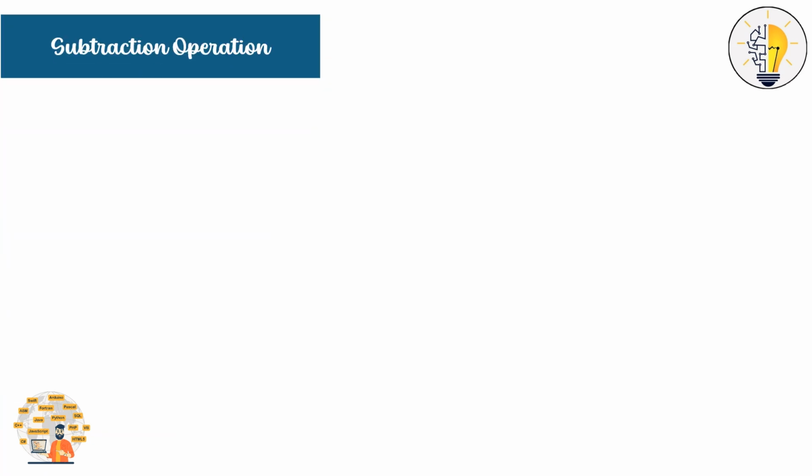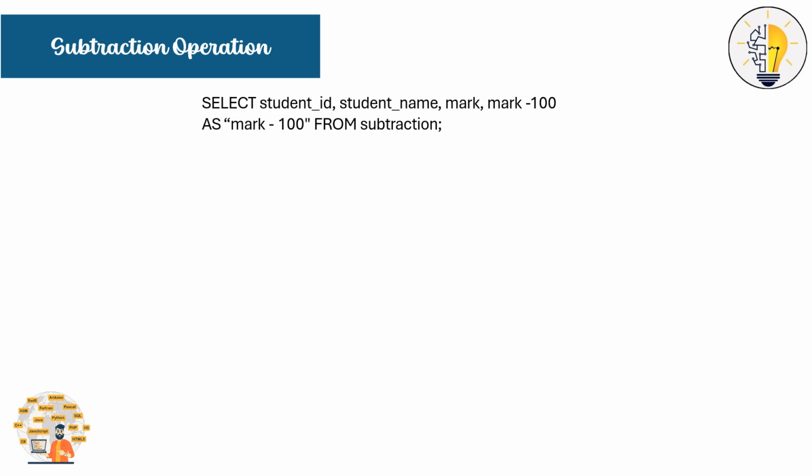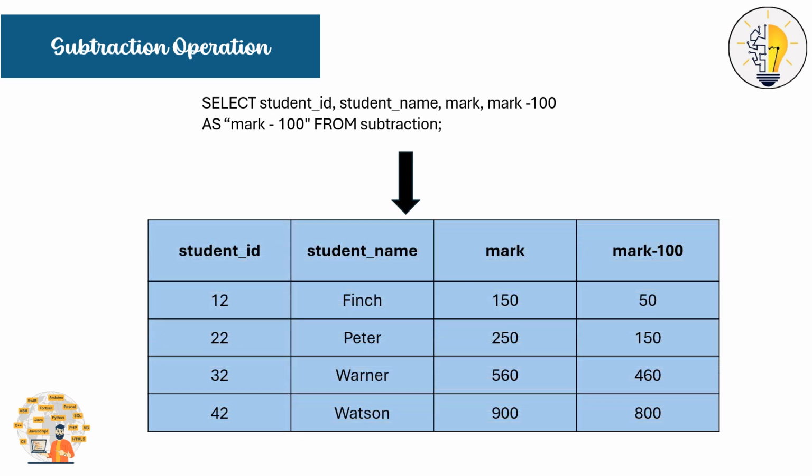Now next is the subtraction operation. For subtraction, the same columns will be selected, but subtraction takes place. So here you can see selecting the same thing, student ID, name, mark, but here mark minus 100. We represent it as mark minus 100 from subtraction. Now how does it happen? See student ID, name, mark. Now mark minus 100: 150 minus 100, 50. 250 minus 100, 150. 560 minus 100, 460. So this follows. This is one column subtraction.